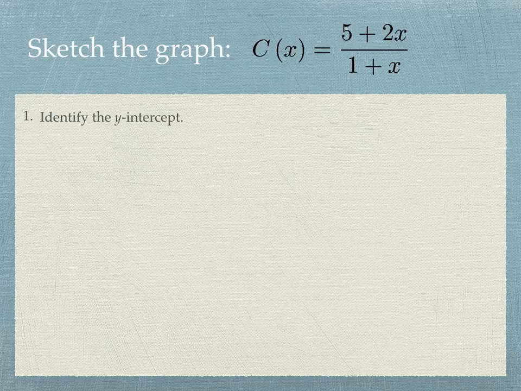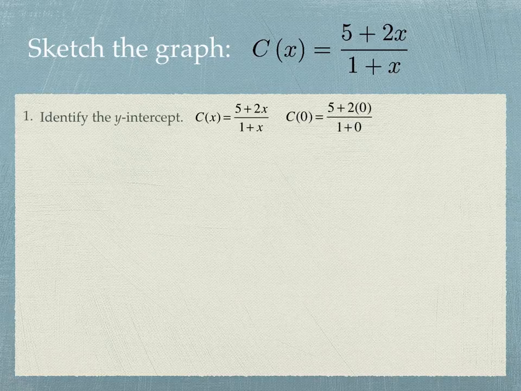We'll first look for a y-intercept. And remember, we find the y-intercept by setting x equal to 0. We simplify that expression, and we get that c of 0 equals 5. So the y-intercept is located at 0, 5.